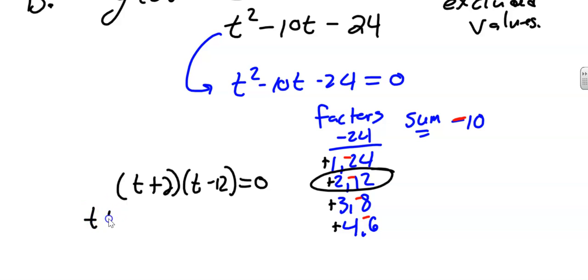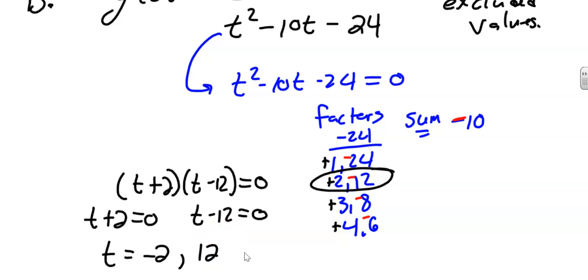Okay, and then setting both of those equal to 0, t would equal negative 2, and for this one we get t would equal 12. Okay, so it's really just a factoring problem. But again, if I talk about the excluded values, all you're going to factor is the denominator, and then just factor that and go from there.